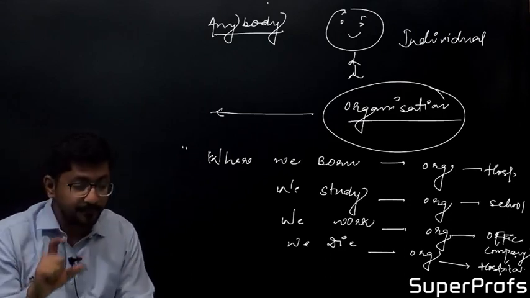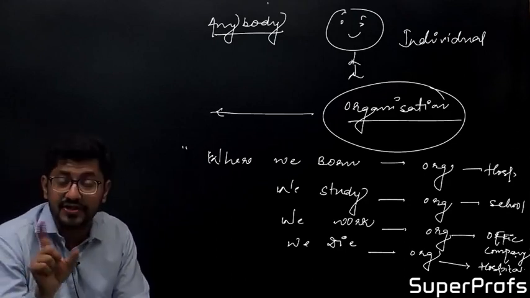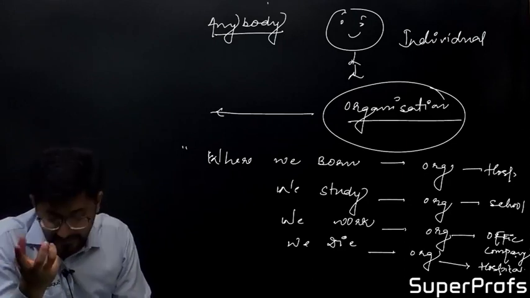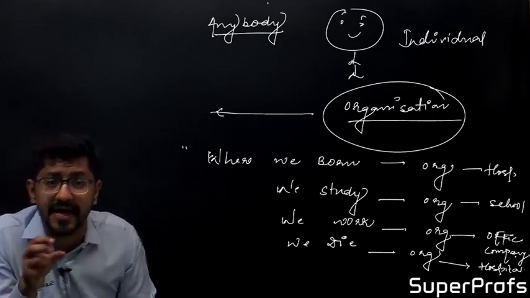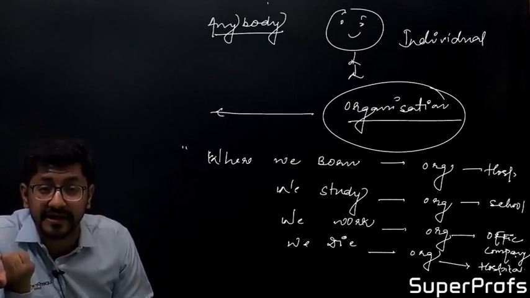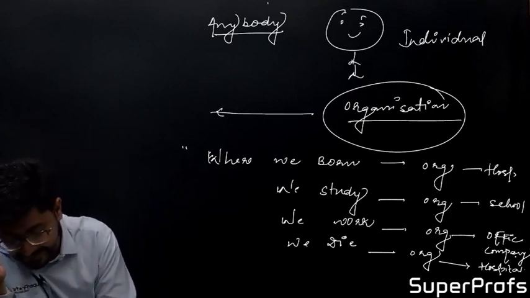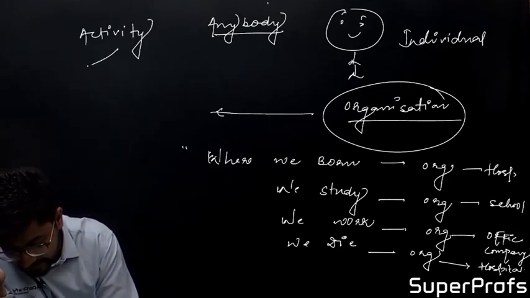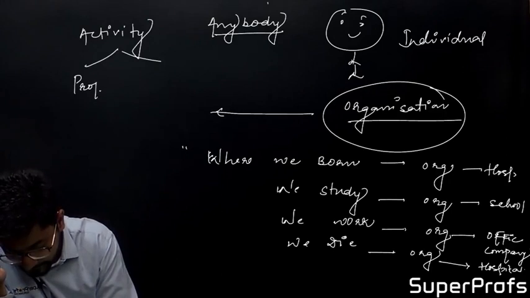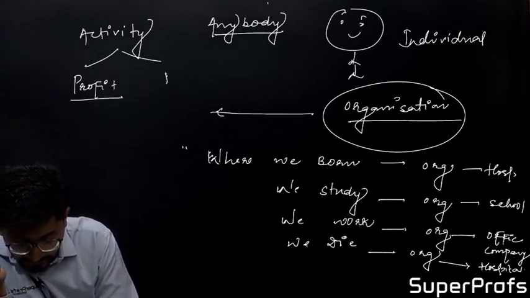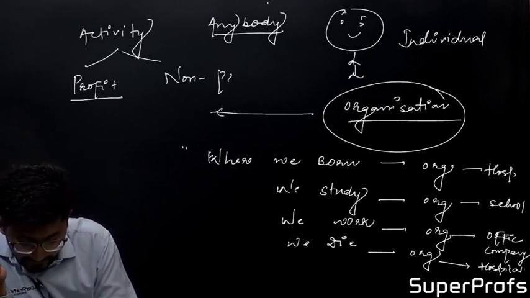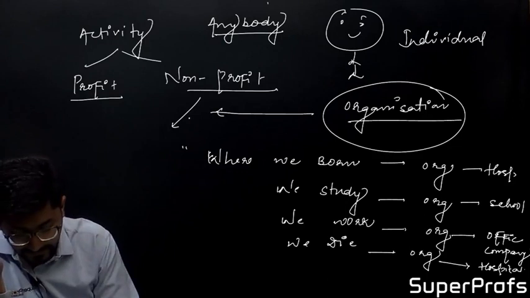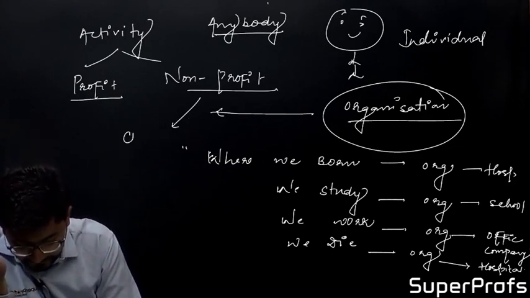It means the stationery store where we go and purchase a pen is also an organization. Yes, that shop is also an organization. Every shop, every office, every company, every premises where any activity is going on, where any activity is taking place, whether that activity is for profit or non-profit, every activity is an organization. Non-profit means charitable institutions.